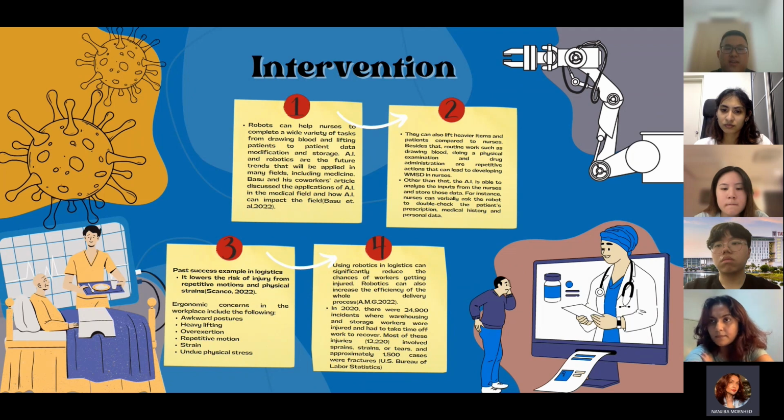In 2020, there were 24.9 thousand incidents where warehousing and storage workers were injured and had to take time off work to recover. 12,220 injuries involved sprains, strains, or tears, and approximately 1,500 cases were fractures. Next slide, please.